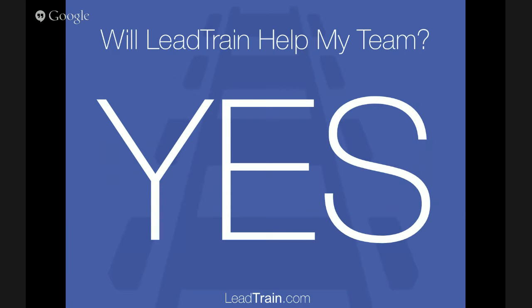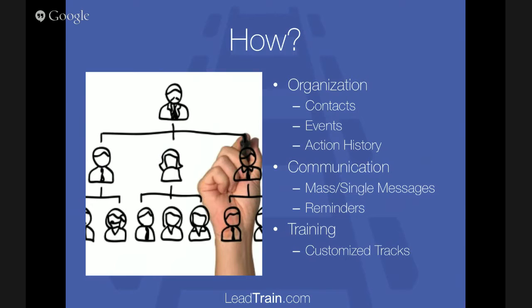Exactly, Jordan. So let's take a look at how LeadTrain is going to help you grow your team. The first of the 3 major topics we want to cover tonight is organization. We're going to talk about the organization of your contacts, of events, and action history. Then we're going to jump to communication, where you can send single or mass messages and set reminders. The last part will be about training, where you can set customized tracks for team members, making sure they're getting the training that they need. This is a bit of an overview, so we've got a lot to cover. I say we jump right in, Jordan.